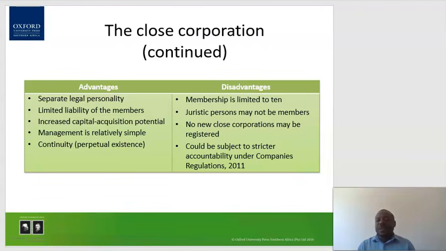In South Africa, you can no longer register new close corporations, so you can register your business now as a partnership if you were considering to register it as a close corporation, or you can register it as a company. It could be subjected to strict accountability under the new companies regulations of 2011.